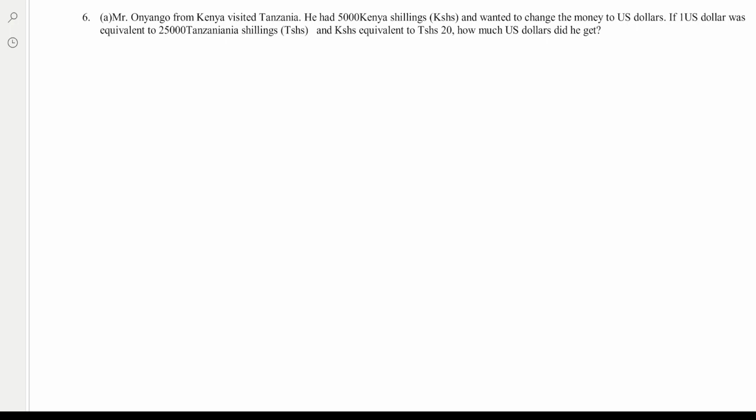So we'll be solving this question. It's one of the questions in the topic of rates and variations, and here specifically you can see the exchange rates and so forth. So how do we solve this question?